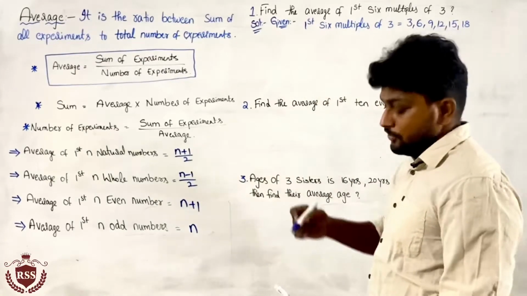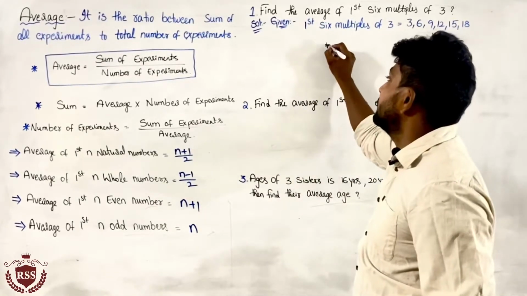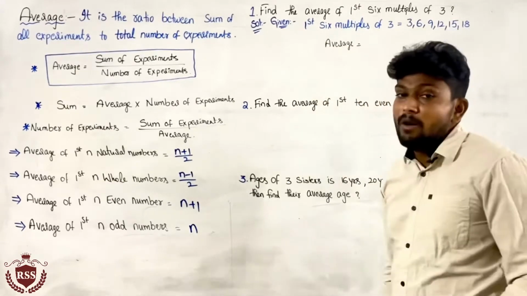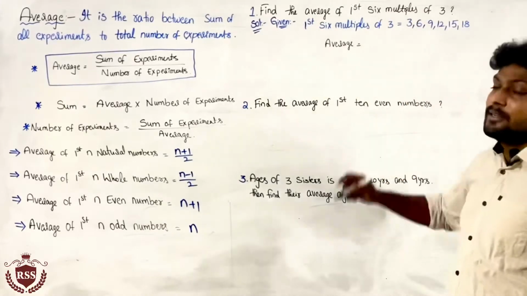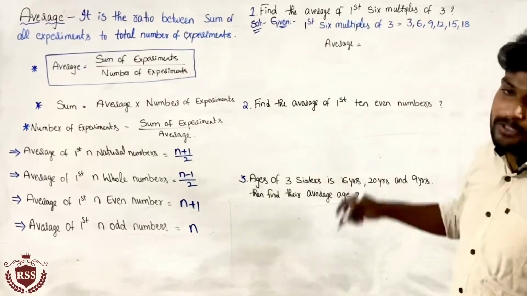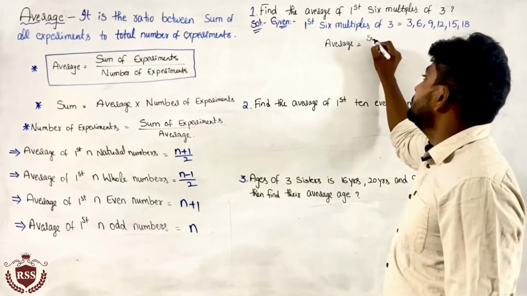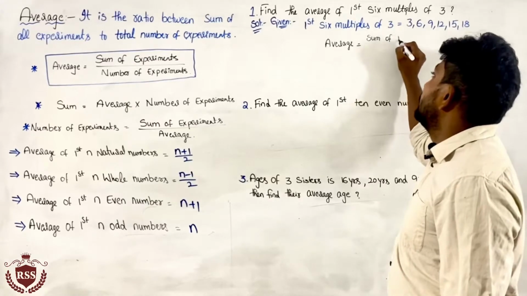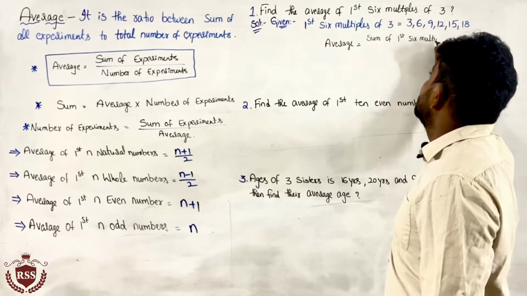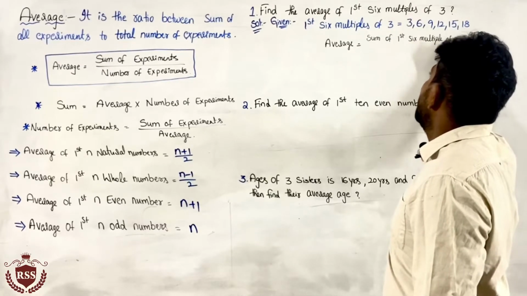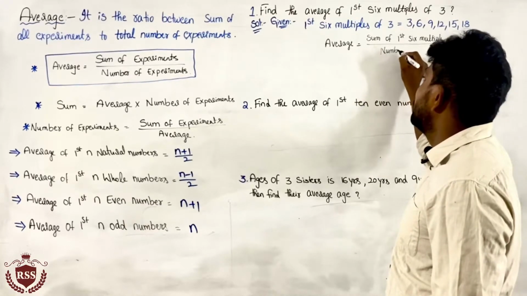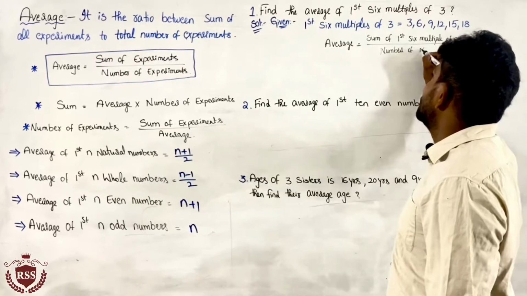Okay. Then what we need to find? We need to find the average. So average equals to, what is the formula of average? Sum of experiments. What are the experiments here? Multiples of 3. So we have to replace these experiments with the multiples of 3. So sum of first 6 multiples of 3 by number of multiples. Number of experiments means that number of multiples of 3.